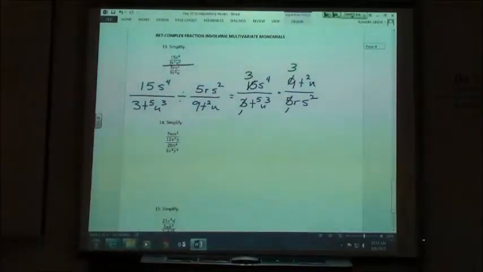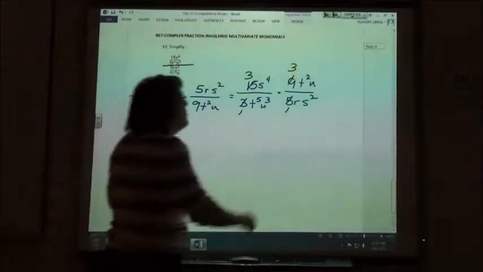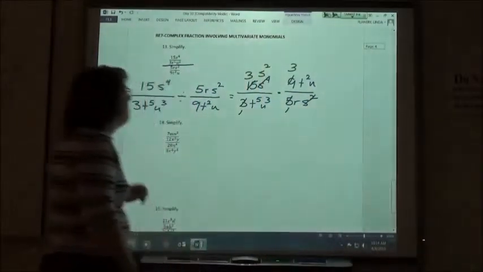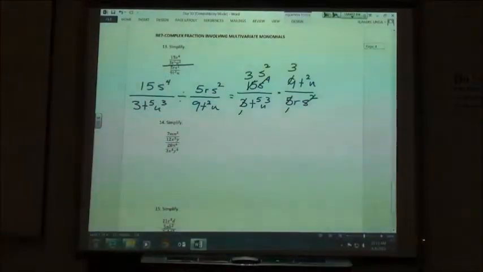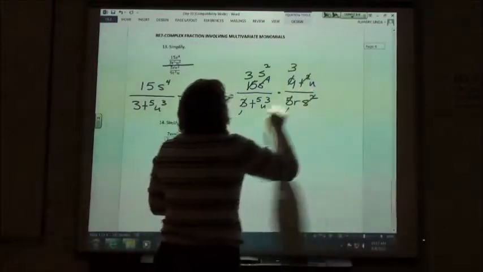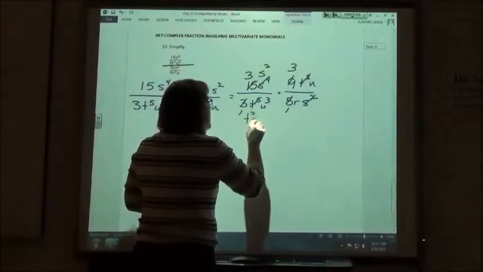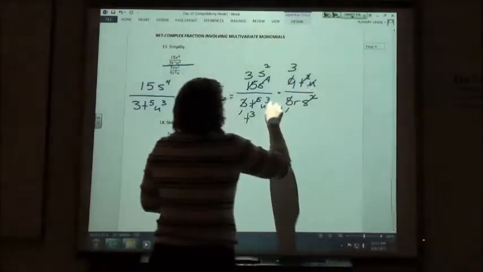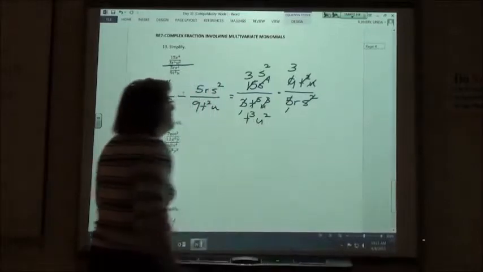Looking at my variables, I've got an s to the 4th and an s squared. So I can take out 2 of my s's. Leaves me an s to the 2nd up here on top. I've got t's, t to the 2nd and t to the 5th. So I can take out 2 of my t's, cancels that one out. Leaves me t to the 3rd on the bottom. Looking at my u's, I can take out 1 of my u's. Leaves me a u to the 2nd.